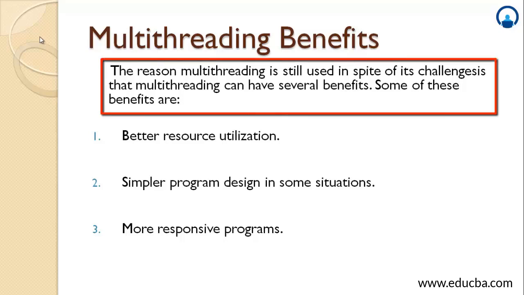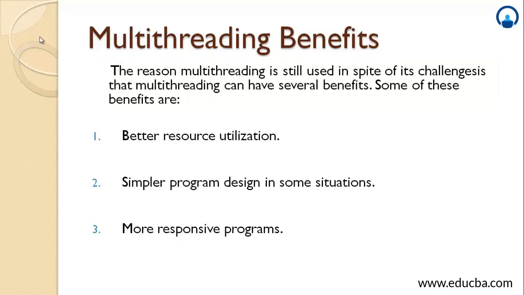The reason multi-threading is still used in spite of its challenges is that it can have several benefits. Some of these benefits are better resource utilization, simple program design in some situations, and more responsive programs, and all these things make the use of multi-threading more predominant. So what are all these terms I have mentioned? You should be aware of and know what these terms are, so I will explain each of them.